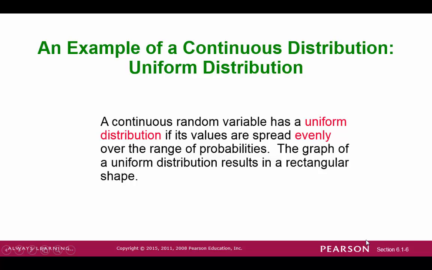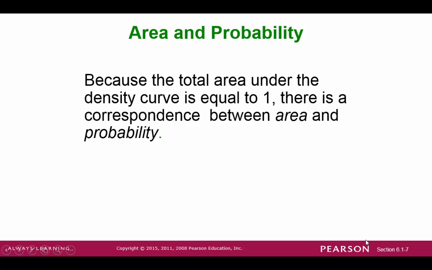A simple example of a continuous distribution is a uniform distribution. A uniform distribution has probability values that are evenly spread over a range. So the graph would look like a rectangular graph. And because the total area under the density curve is equal to 1, we would see the relationship between the area and probability.